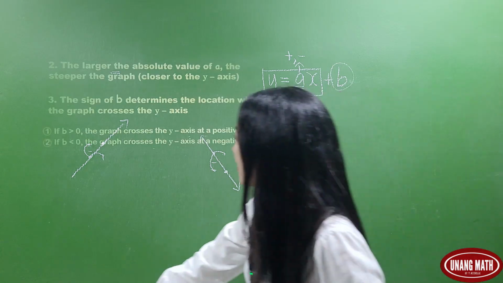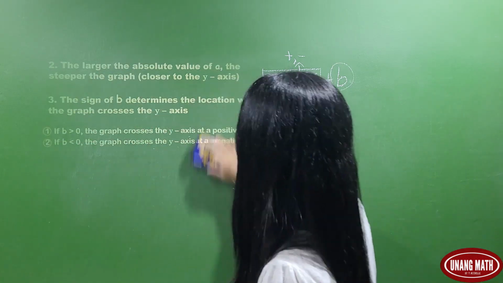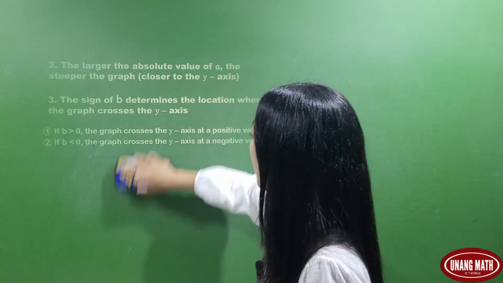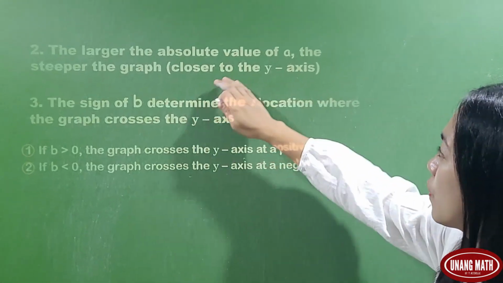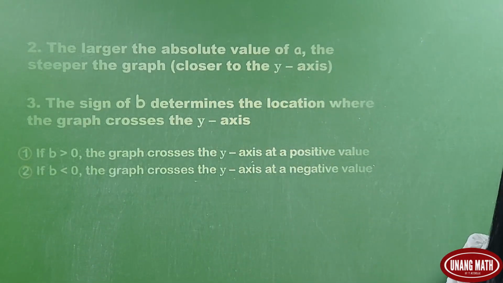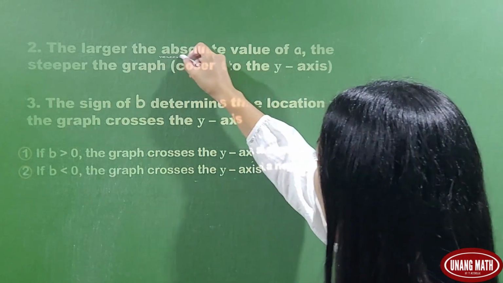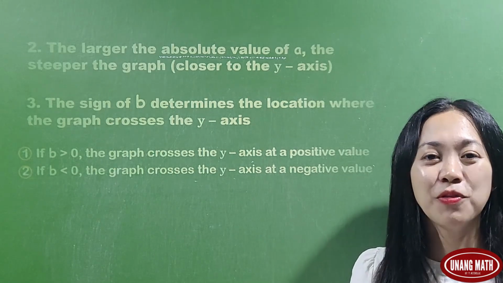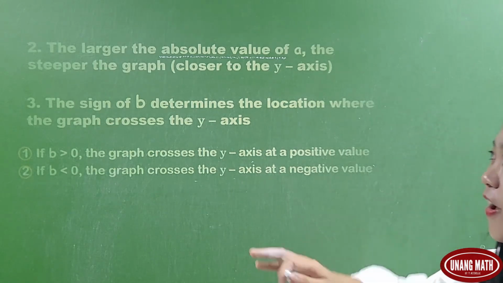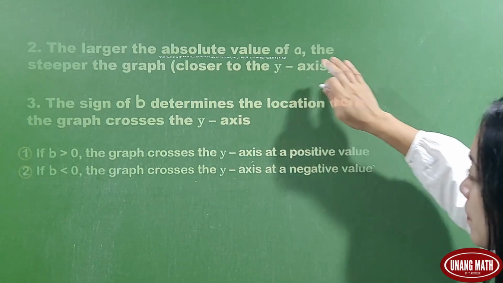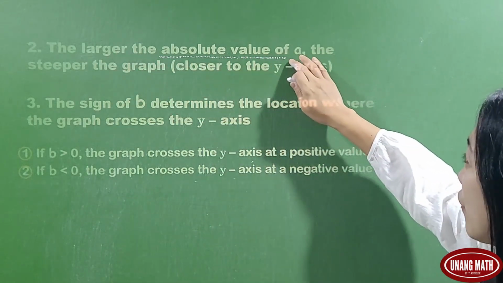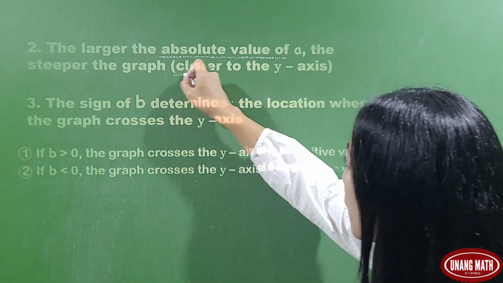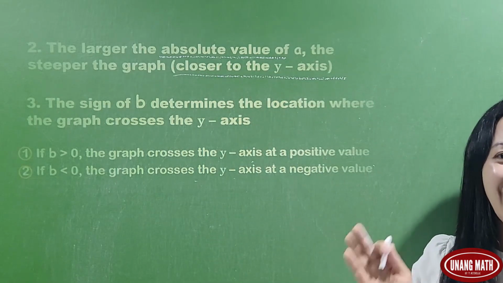Okay, moving on to the second characteristic. According to this one, the larger the absolute value of A, the steeper the graph, which means it would be closer to the y-axis. As a brief recall, absolute value means any number, whether positive or negative, absolute value is always positive. So in the second characteristic, if the absolute value of A is larger, then that means the graph is steeper or it's closer to the y-axis.